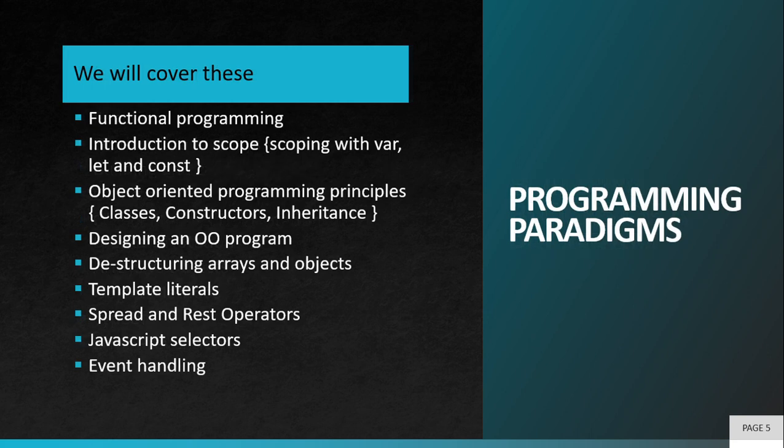So in the third week, we'll be talking about programming paradigms. We'll be introduced to functional programming and an introduction to scope. Now, this scoping with var, let, and const was the variable we talked about in the beginning. These let and const were the later versions that were introduced in ES6, but var was an older version, right? Then we'll go into OOP principles, object-oriented programming principles. So we'll talk about classes, constructors, inheritance, polymorphism, and so on.